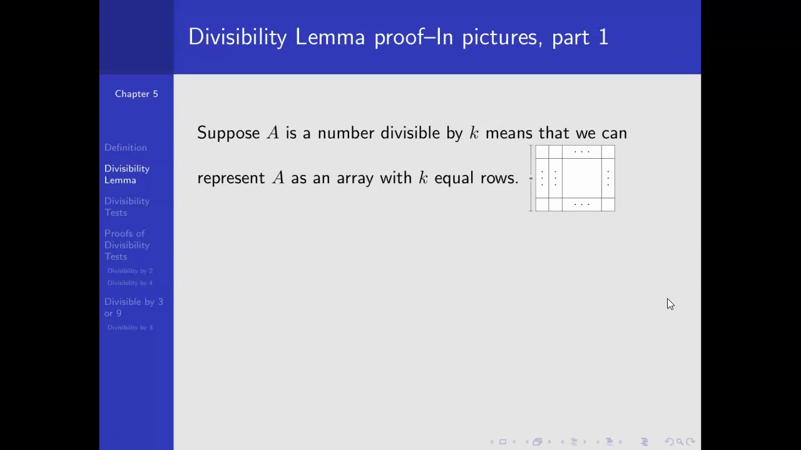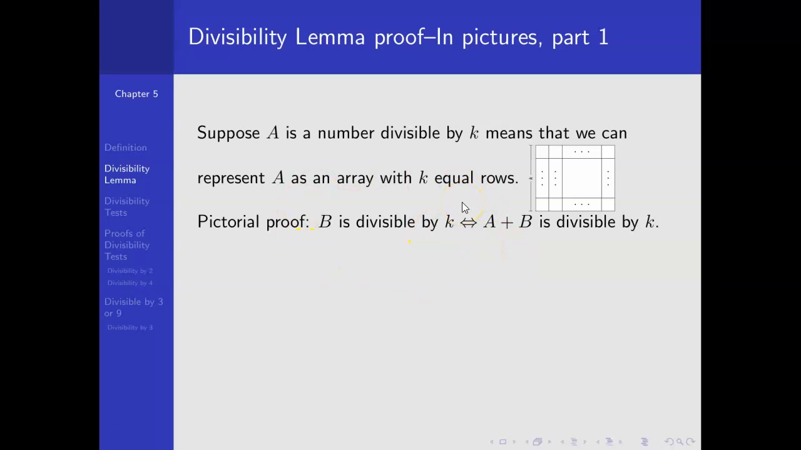Every single time we're thinking about this, we are assuming that A is a number divisible by K. In other words, it's a multiple of K. So as a picture, we can represent it as an array with K equal rows. And we're going to prove that B is divisible by K if and only if A plus B is divisible by K.